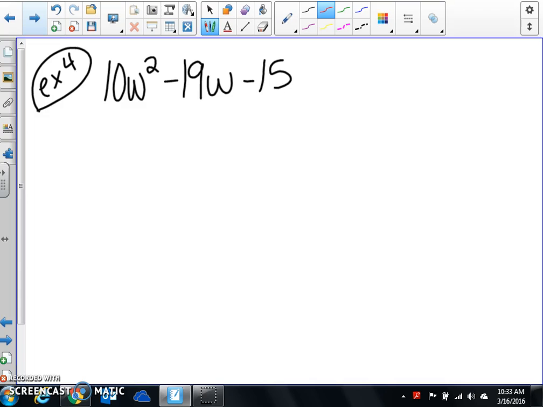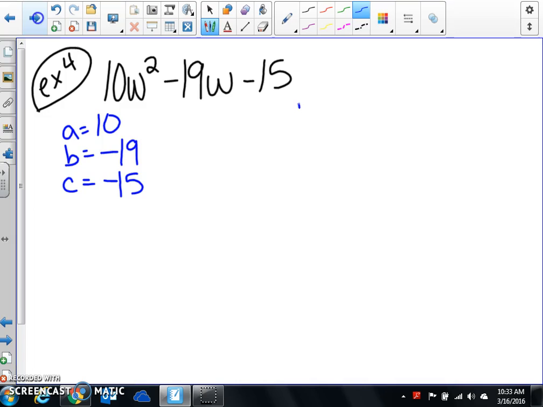Next one. All right, so my smallest coefficient is 10. 10 does not go into 19. 10 is 2 times 5. 5 does not go into 19, and neither does 2. So there is no GCF, so I just do my ABCs. My A is 10, my B is negative 19, my C is negative 15.